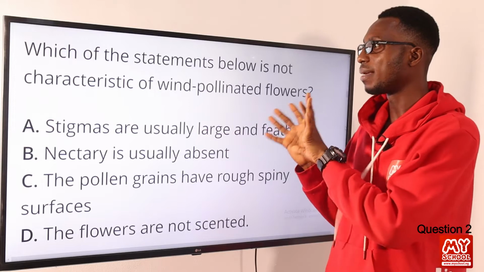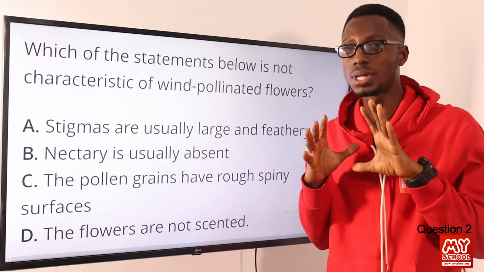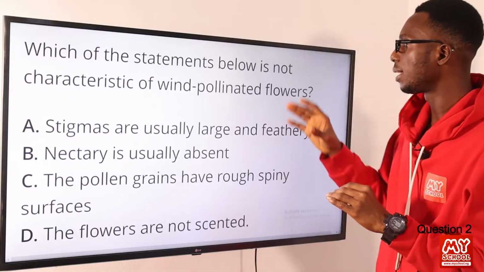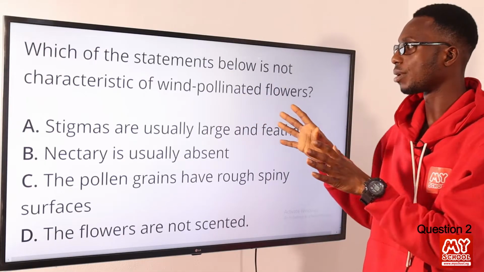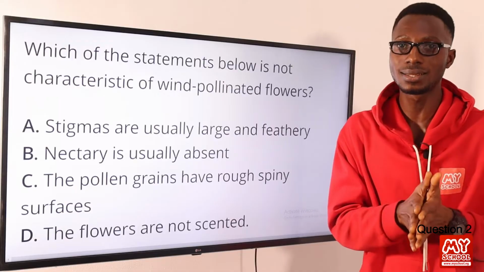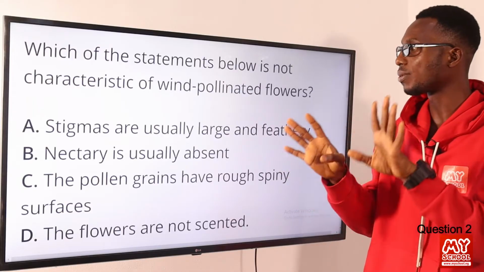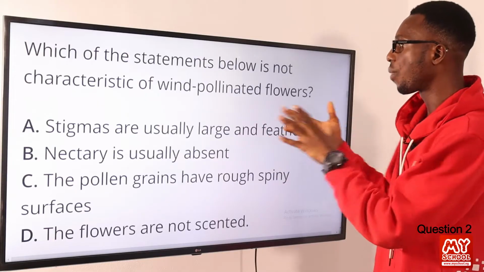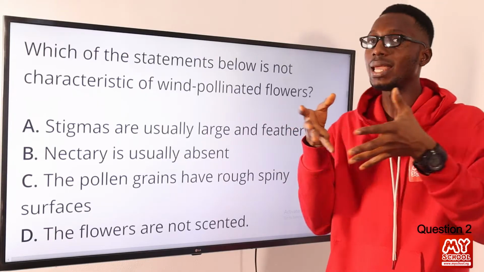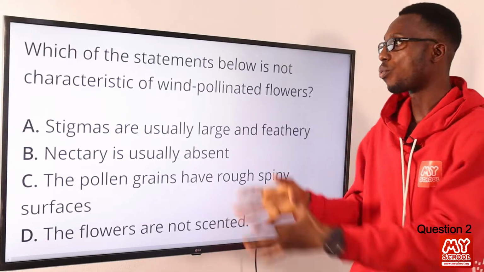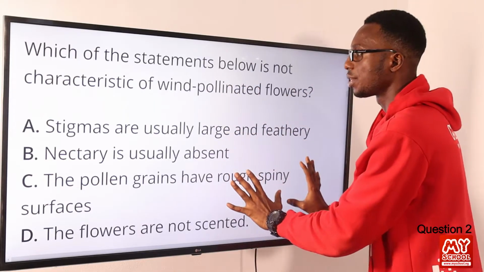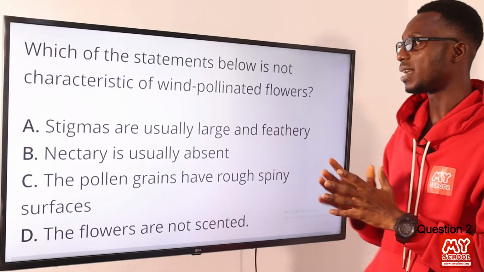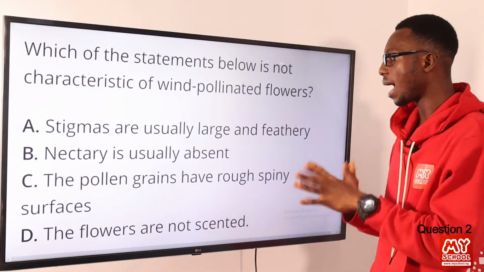So the main pollinators that we should look into are the wind and the insects. There are quite some distinct features that we can observe when it comes to wind pollinated flowers and insect pollinated flowers. So we are looking at characteristics associated with wind pollinated flowers. At first let's look at statement A. The stigmas are usually large and feathery.